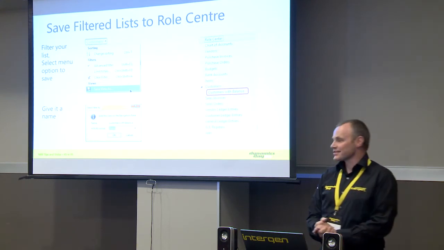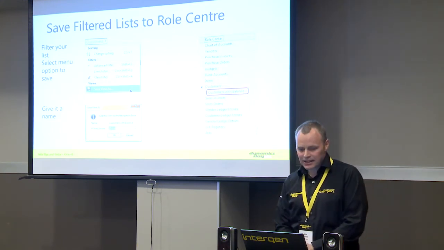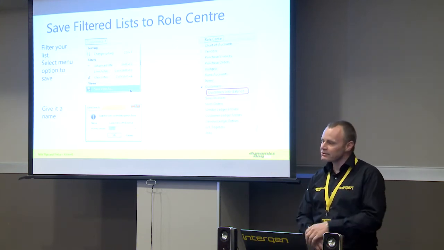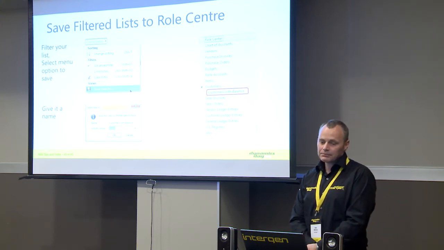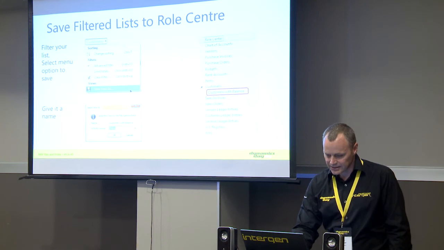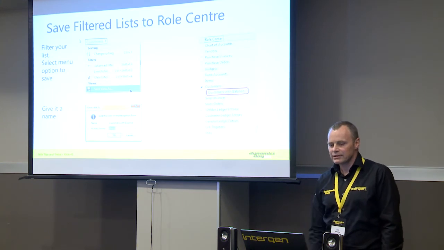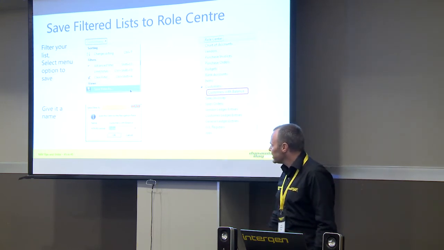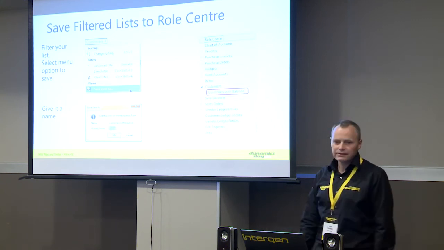Okay, saving filtered lists to your role centre. And this is really good. So if I've got the customer list on my screen, and maybe I filter it for all of those with a balance, having done that, I can click on that customers button, which appears at the top of the filter area, and I've got an option there, Save View As. Get this sort of pop-up window. I can give it a name and let it go to the home page.